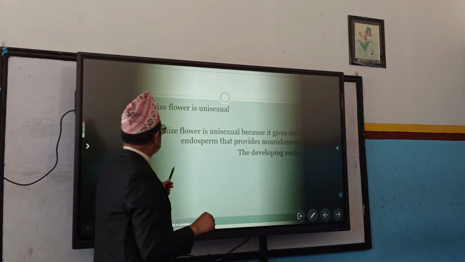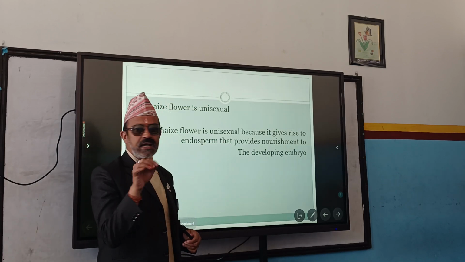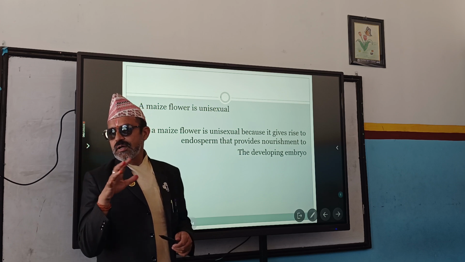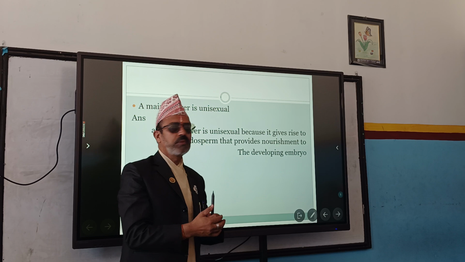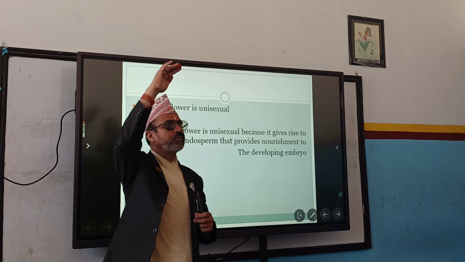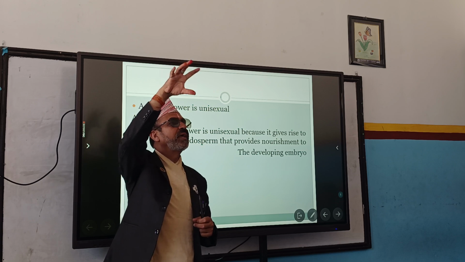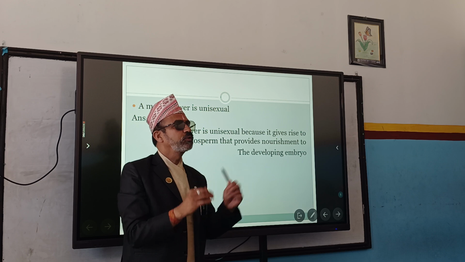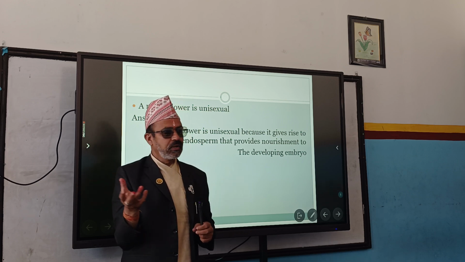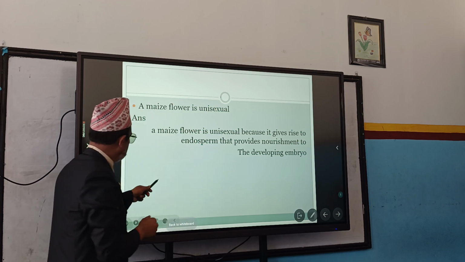Maize flower is unisexual. Maize flower is unisexual means there is either male organ or female organ. We have seen maize cob. Maize cob is female organ. At the top of the maize plant, there are some flowers, they are male organs. Male part is there, and that maize cob is female part. You just check. And this is the time of growing maize also. In some places you may get it, right?